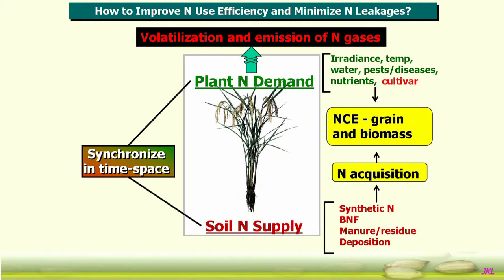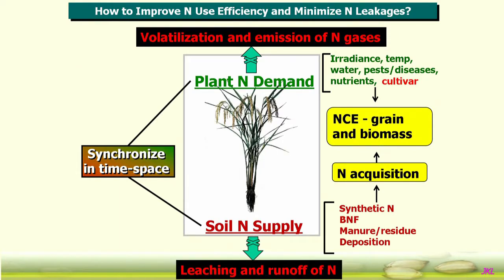So once you have tightened this supply and demand, then you can reduce the losses of volatilization and emission of nitrogen gases, and you can also reduce losses of nitrogen leaching and runoff. There are two different agroecologies. In flooded rice system, you have more volatilization losses, but in upland system, you have more denitrification losses or runoff losses.